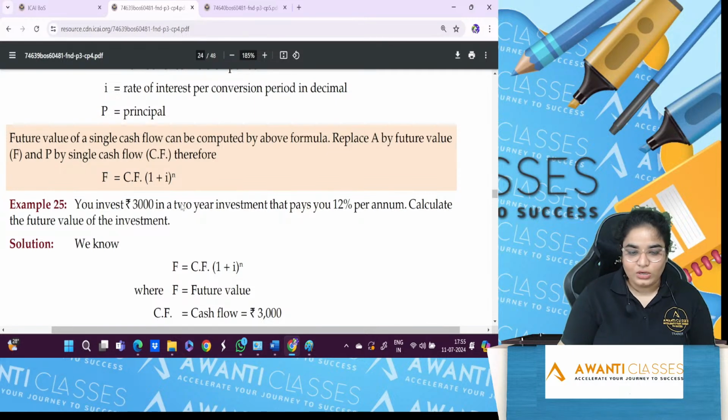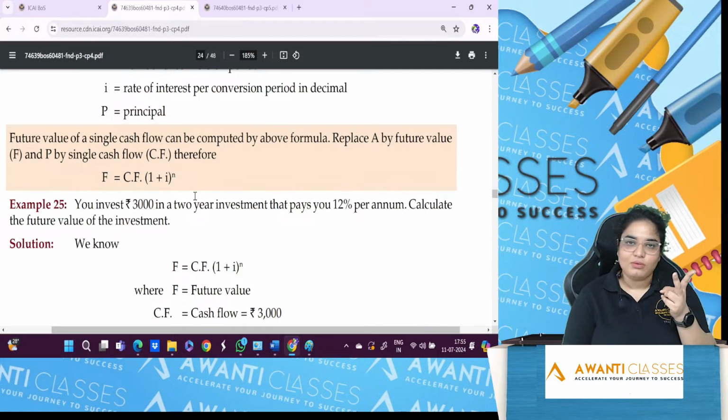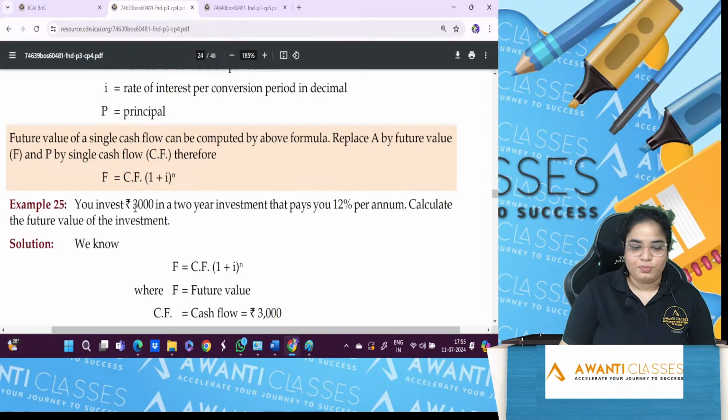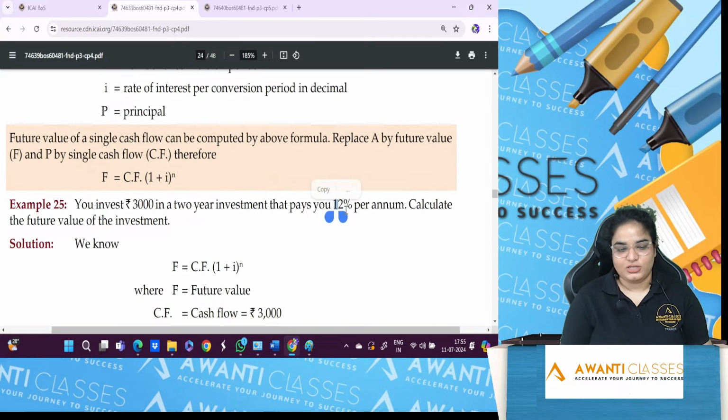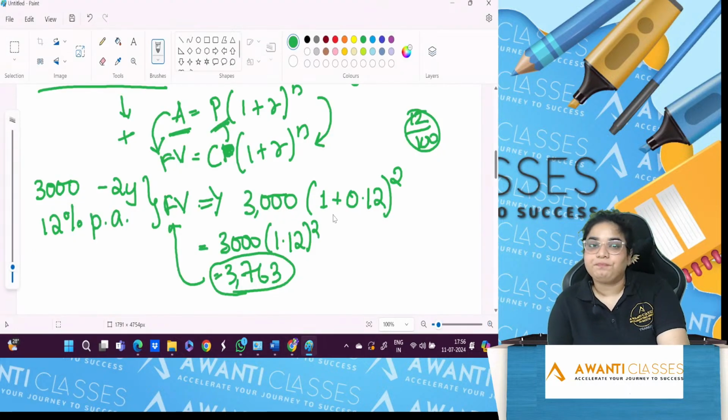Why? Because this is not a loan, this is my saving. Okay, 3000 is also my money. After 2 years, 3000 plus interest I will get. So who is paying interest? Bank is paying interest to me. 3000 rupees I will go and put in a bank for 2 years. Bank said it will give me 12% per annum interest. What they are saying is, after 2 years, how much will you get? The answer is same. It is the same formula.